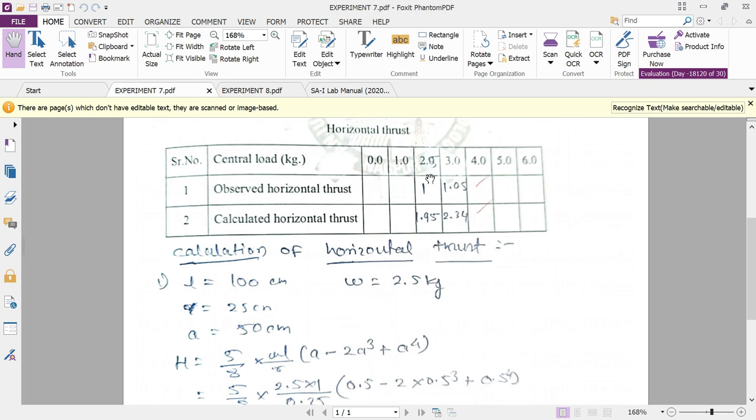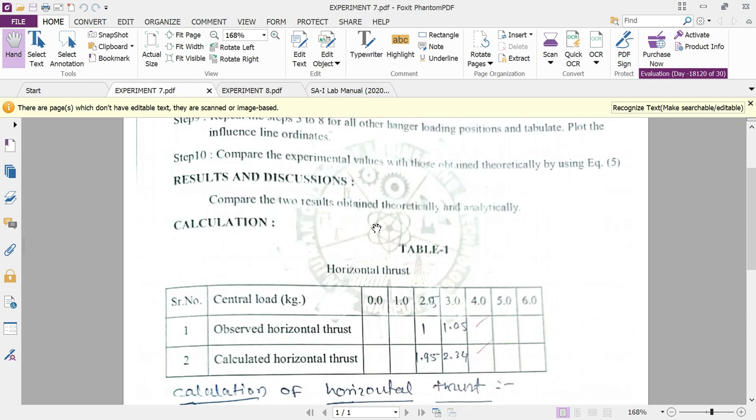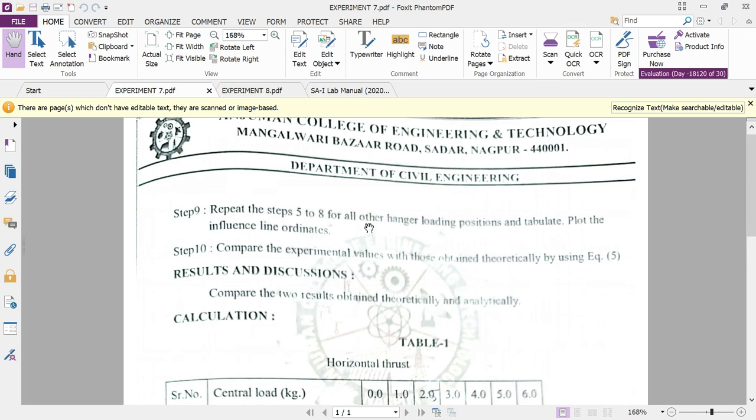So if you see, there will be a slight difference between the theoretical value as well as the experimental value. So our aim is to compare these values for the particular practical. This is all about the result and discussion of a 2-hinge arch experiment.